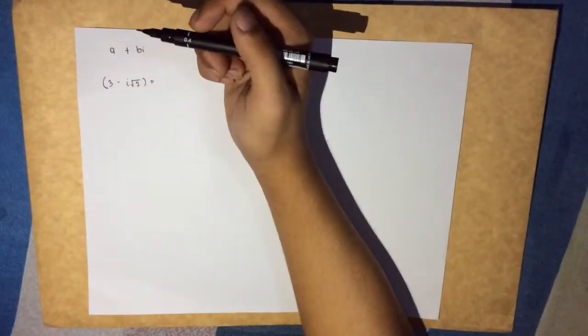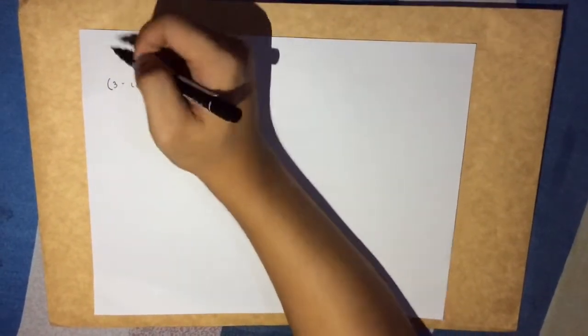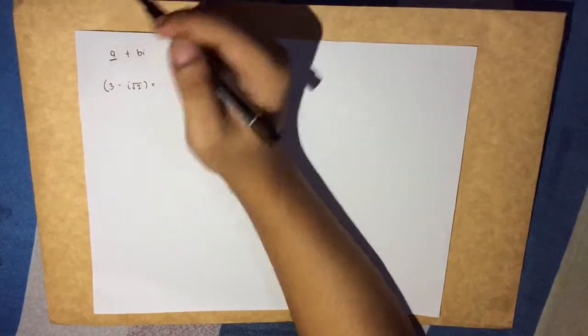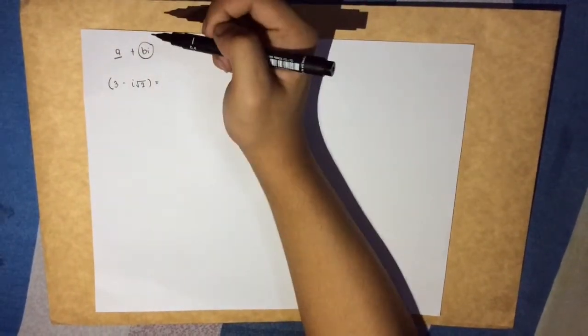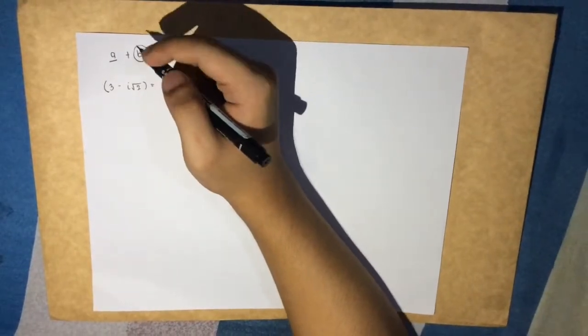Solving complex numbers, we must know its parts. First, it's the real number. It is represented by A. Second is the imaginary number. We have an example here on how to solve complex numbers.